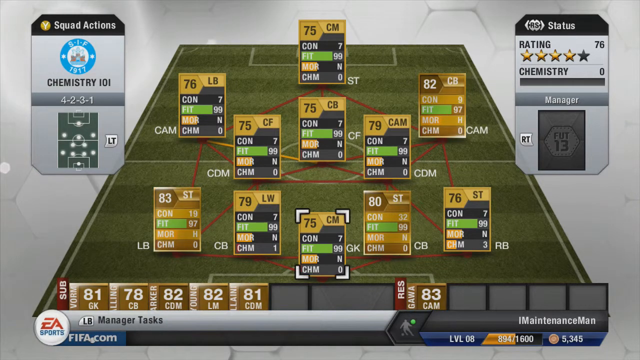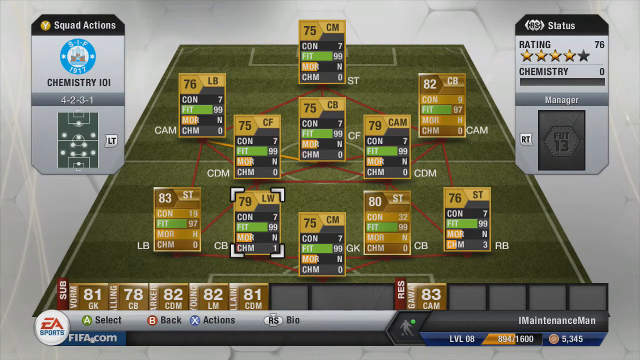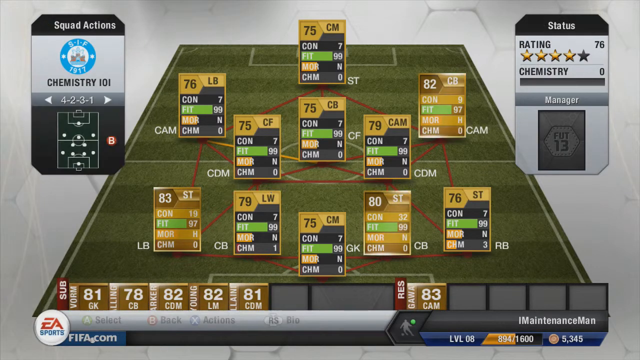And you see all players with no chemistry there except for the left wing in the centre back position, who gets 1 chemistry, and he shouldn't get any chemistry there. I don't know why that is. It's obviously just a glitch because it's coming up as 0 chemistry on the right hand side of the screen.